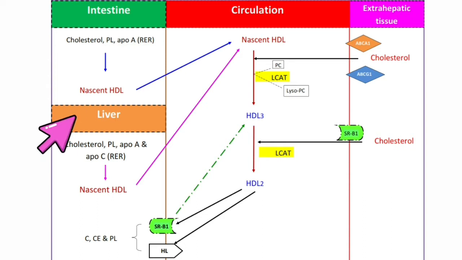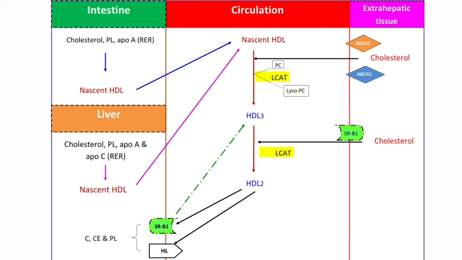Coming to hepatic HDL synthesis, again in liver cells, the polysomes on rough endoplasmic reticulum synthesize two apoproteins, that is apoprotein A and apoprotein C, and these apoproteins are assembled with lipids to form nascent HDL, and this nascent HDL is also released into the circulation.